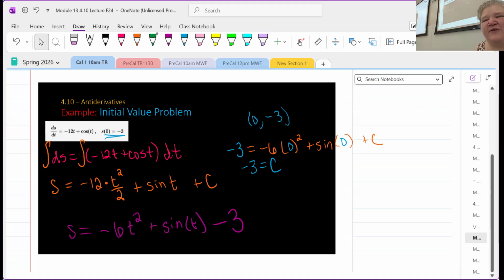Now, from what I remember of us discussing the final, I do think we put something like this, an initial value problem, on the final. So a basic antiderivative, but we also give you the initial condition so you can plug in and solve for c and give the actual function.